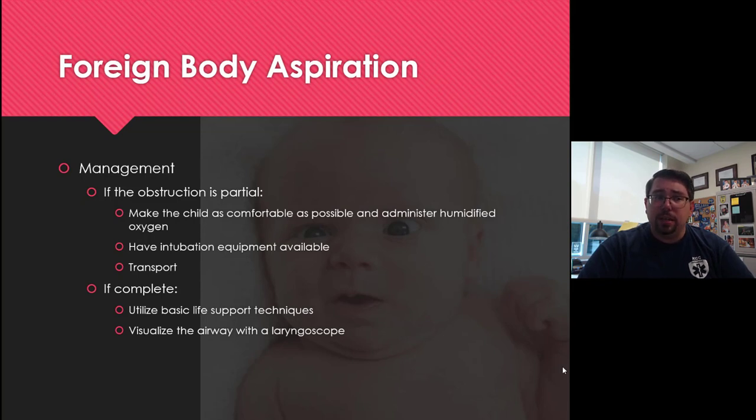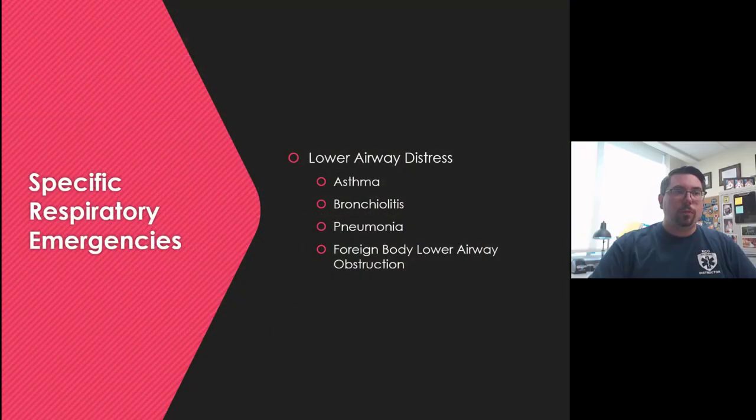If it is a complete obstruction, we're going to utilize our basic life support back blows and chest thrusts for young children and infants, and things like the Heimlich maneuver or CPR if the child becomes unresponsive. We also can use the laryngoscope and Magill forceps to visualize the airway to potentially remove the actual foreign body obstruction. Now let's take a look at some more specific respiratory emergencies, focusing primarily on lower airway distress.